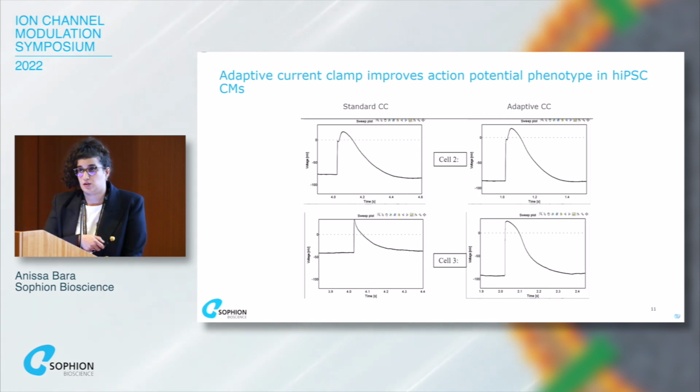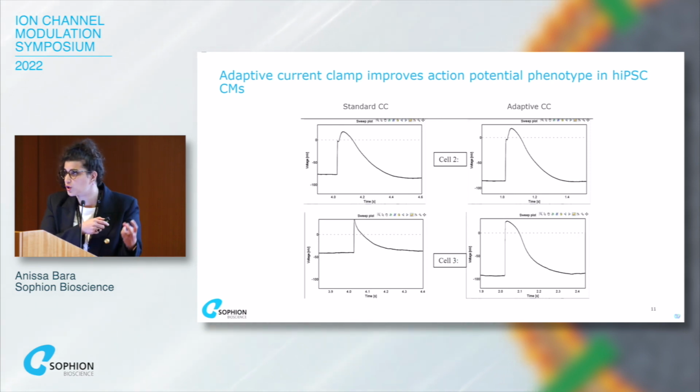When the cell that we are recording has a quite physiological, normal resting membrane potential, the use of this adaptive current clamp doesn't have a big impact. However, when we have cells that are very depolarized for the resting membrane potential for different reasons, then when we use this adaptive current clamp, it will bring down the resting membrane potential of those cells to a more physiological resting membrane potential, and then we can see a huge impact on the shape of the action potential.